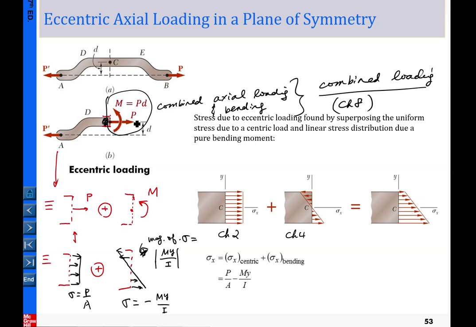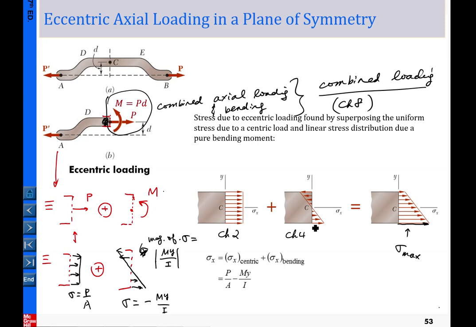But here we only explore pure bending and axial loading. Under this case, let me ask you a question. For this result, what is the maximum stress in this cross section due to eccentric loading? The maximum stress has the magnitude here, and you simply add them up with the same sign. This is tension, this is tension.